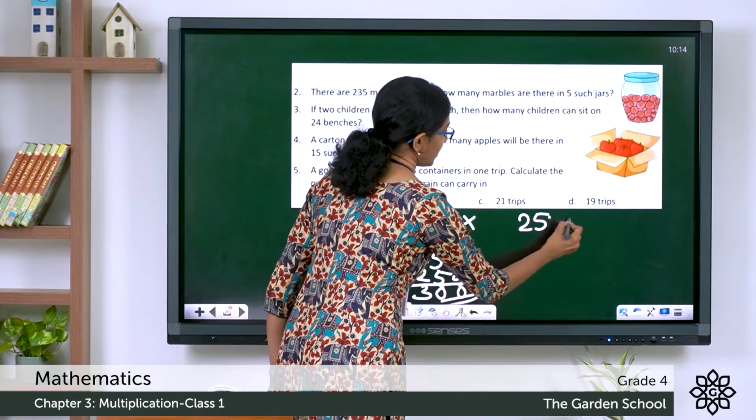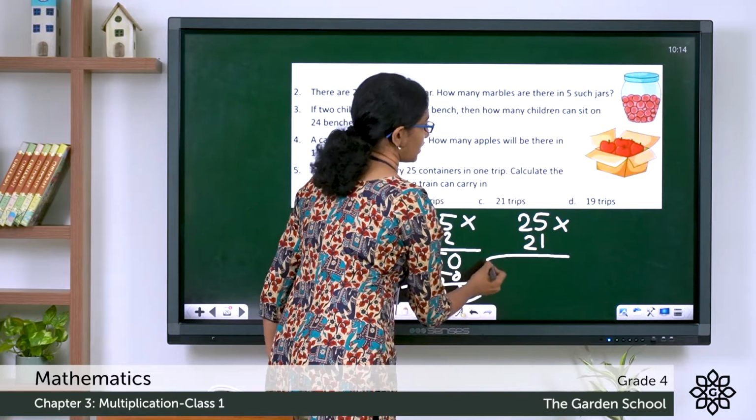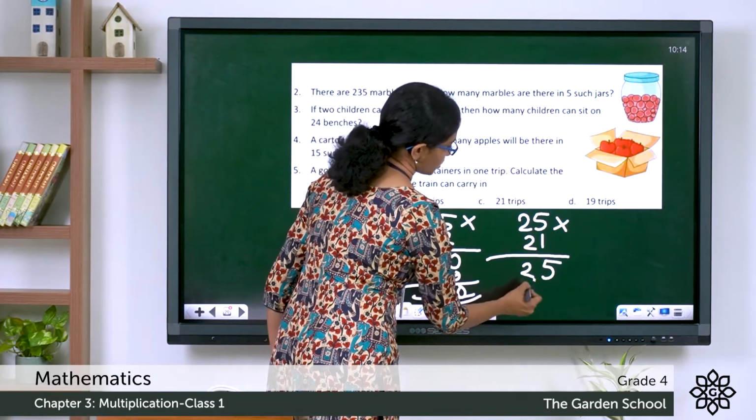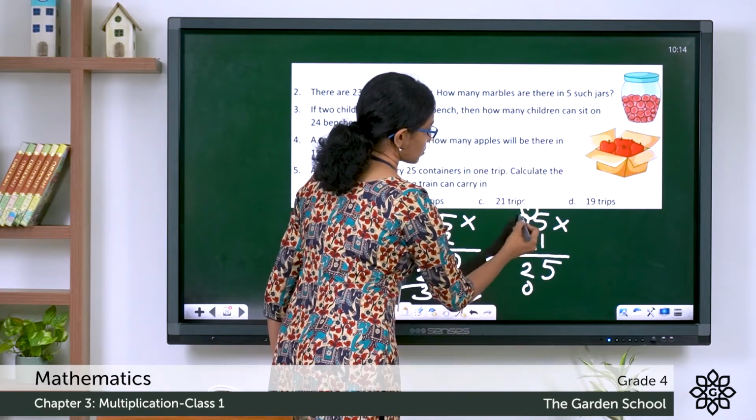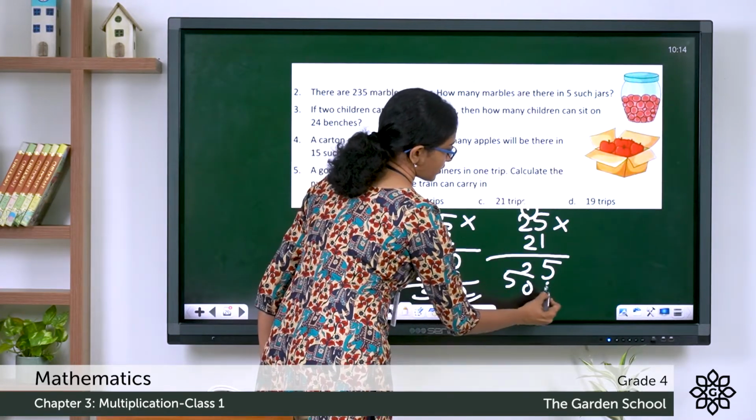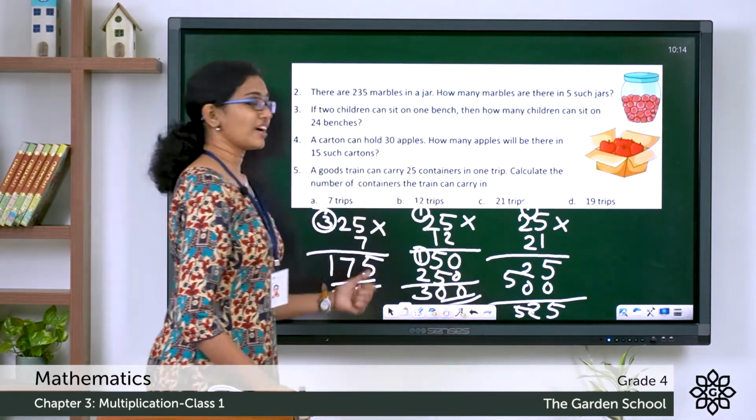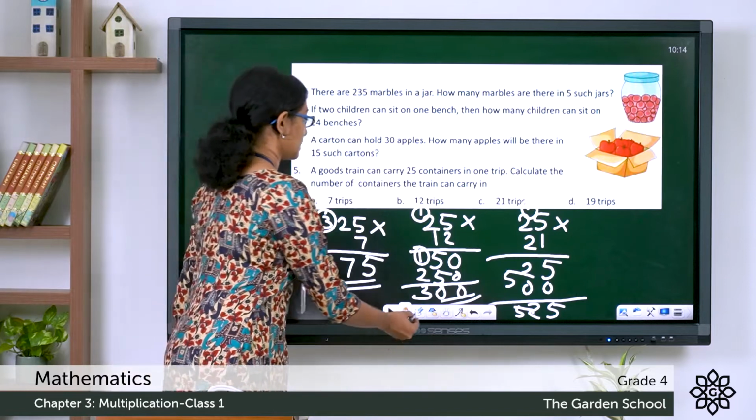Now, C. Here it is 25 into 21. 1 into 5 is 5. 1 into 2 is 2. 2 into 5, 10. Carry over 1. 2 into 2, 4 plus 1, 5. Now, it's 5, 2, 5. 525 containers.